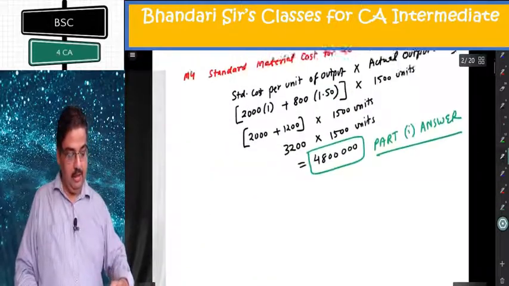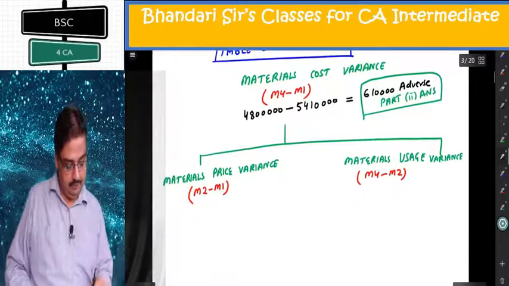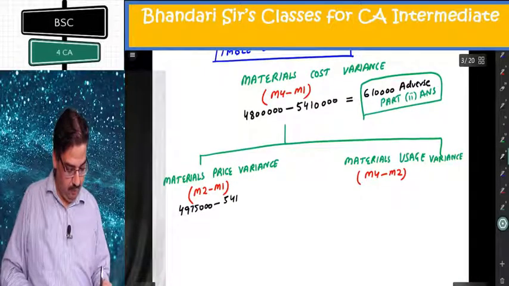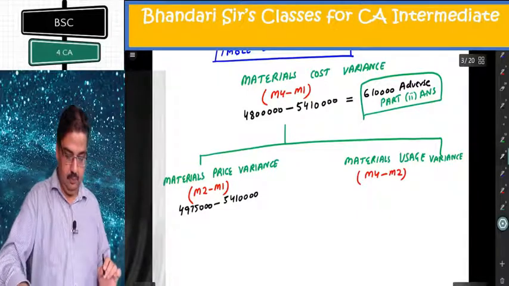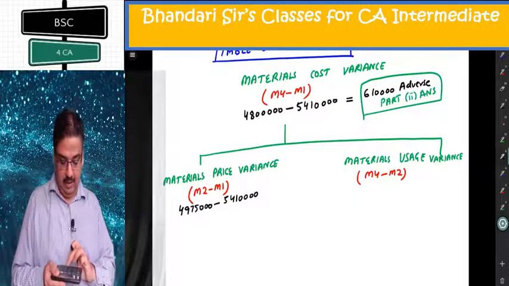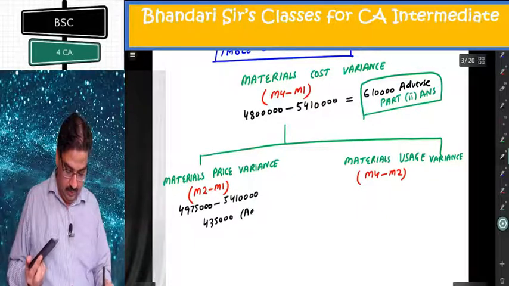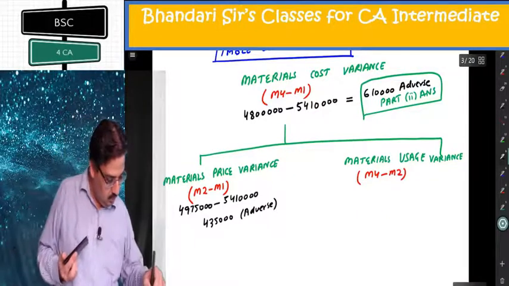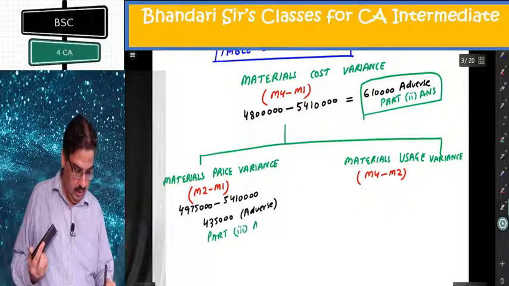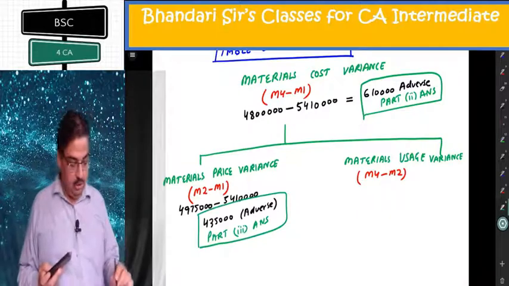Similarly, for price variance I need M2, 49 lakh 75,000 minus 54 lakh 10,000. 4 lakh 35,000 adverse again. This is part 3 answer. Usage variance.